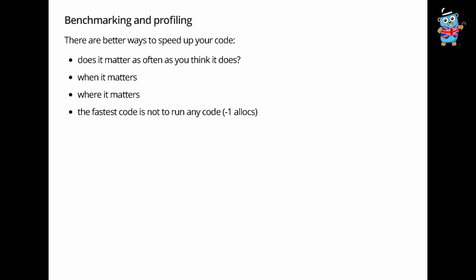Yeah, there's a better way to do it. Think about if it's actually important for you to have fast code in that place. Maybe it doesn't matter. Or even better, the -1 allocations code, which means don't run that code. If it's possible, simply don't run the code. Like the code that's not there, it's going to be the fastest. And yeah, everything else, it's just depending on the case.